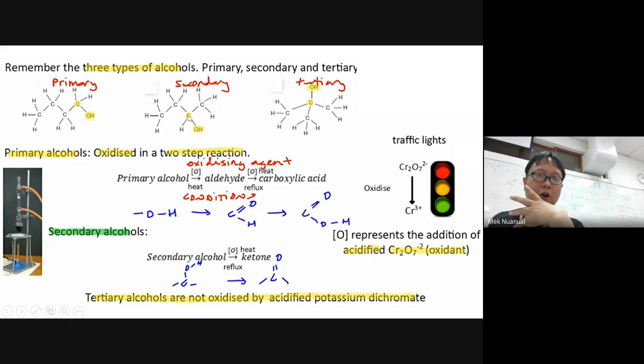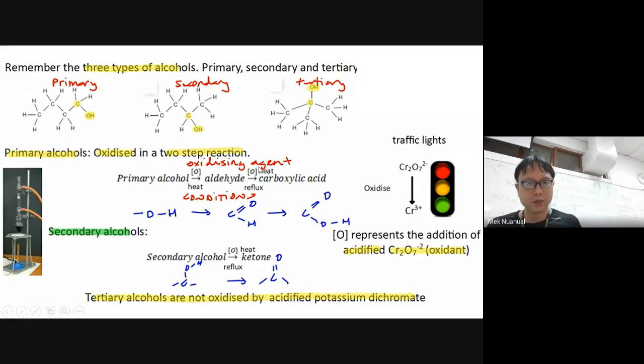This is OH to a carbon with only one H, and tertiary is OH to a carbon that is not connected to any hydrogen, okay? That's just the position where they are along the chain. All right, so a primary alcohol, when it goes through oxidation, is going to go through a two-step reaction.